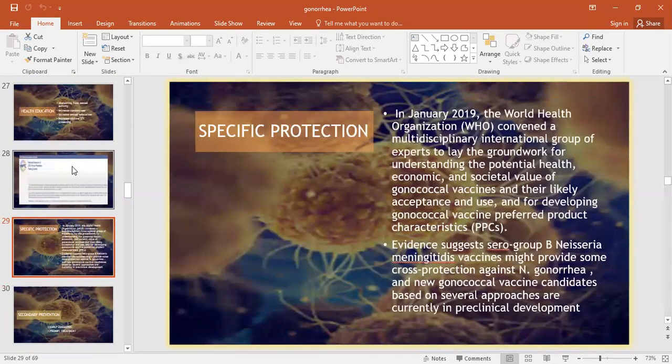Specific protection. In January 2019, the World Health Organization convened a multidisciplinary international group of experts to lay the groundwork for understanding the potential health, economic, and societal value of gonococcal vaccines and their likely acceptance and use, and for developing the gonococcal vaccine preferred product characteristics. Evidence suggests serogroup B Neisseria meningitidis vaccine might provide some cross protection against Neisseria gonorrhoeae, and new gonococcal vaccine candidates based on several approaches are currently in preclinical development.